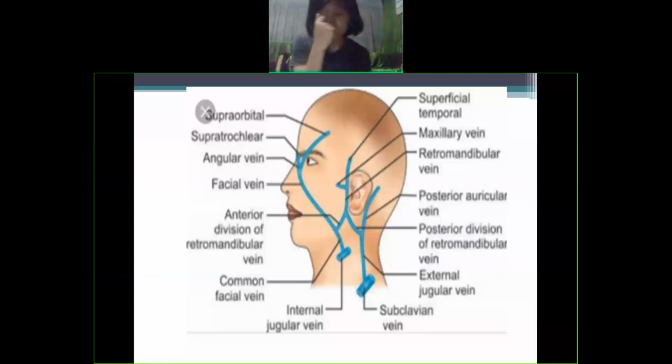So the supratrochlear vein begins in the forehead, and it lies on both opposite sides. Understand? Both this side and this side. It lies in the forehead, and these supratrochlear veins will unite together, I mean, they will combine together, and they will form the supraorbital vein. It's the supraorbital vein.